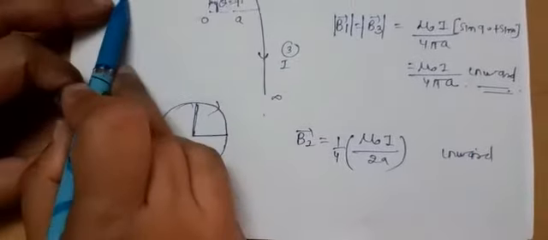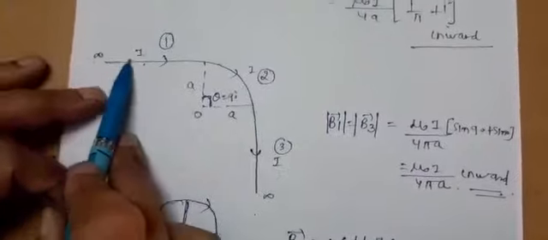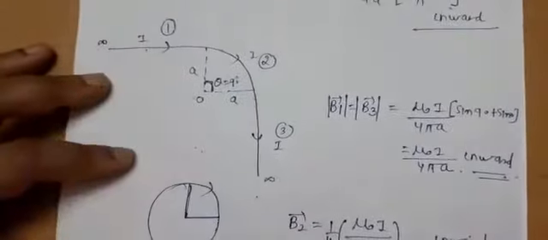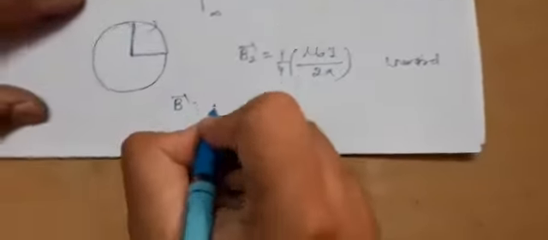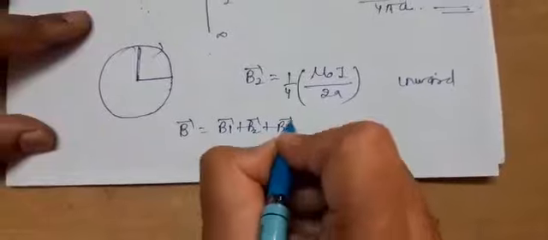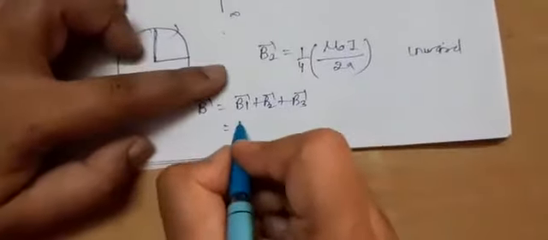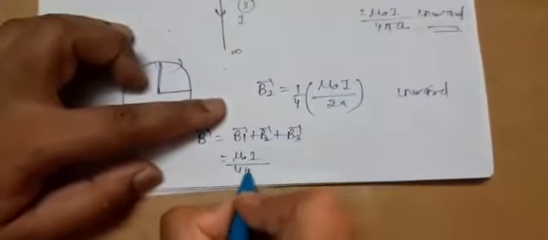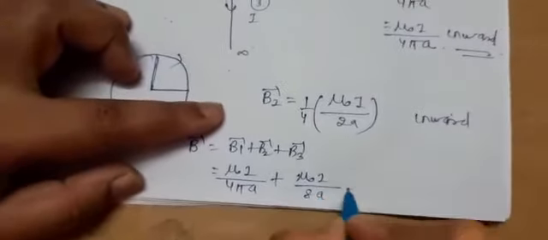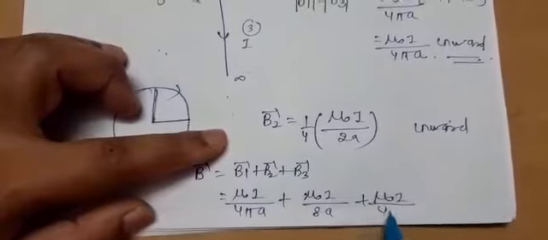So for all the three cases, see this main figure, for all the three cases magnetic field is directed inside the paper. So net magnetic field, all are pointing in the same direction. So just you will substitute the values, mu naught I upon 4 pi a plus mu naught I upon 8a plus mu naught I upon 4 pi a.